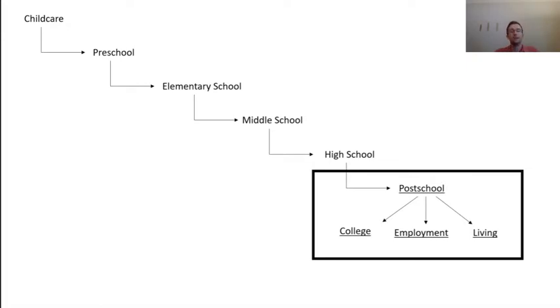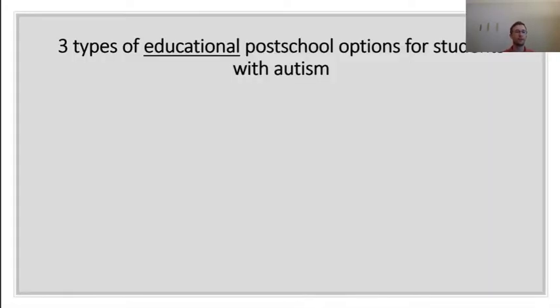Alright, so what we have here is kind of like a cascade of the different school transitions a student goes through. They go from potentially childcare to preschool to elementary school to middle school to high school, and then they get to post-school. And in post-school, there are 3 general categories of post-school options: college, employment, or living. And so we're going to look at each one of those in detail. Then I'm going to ask you some questions about them.